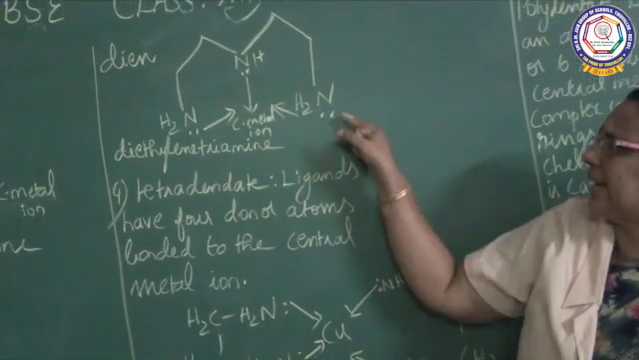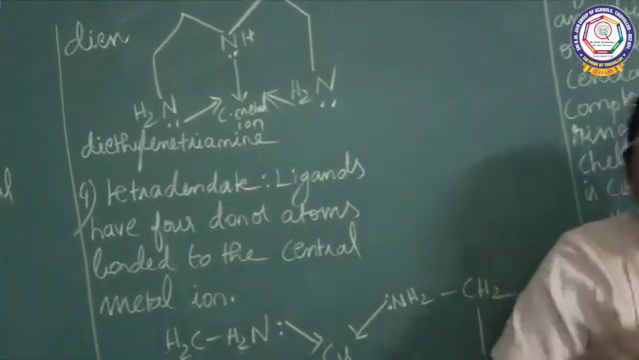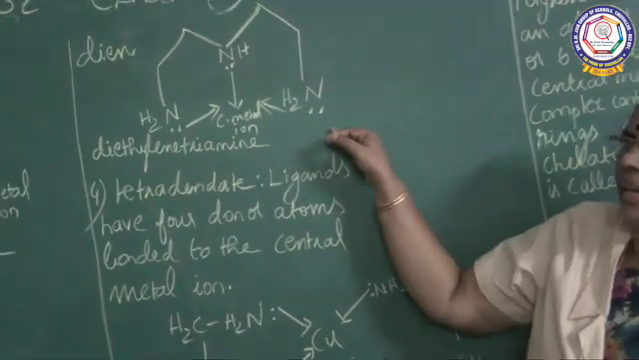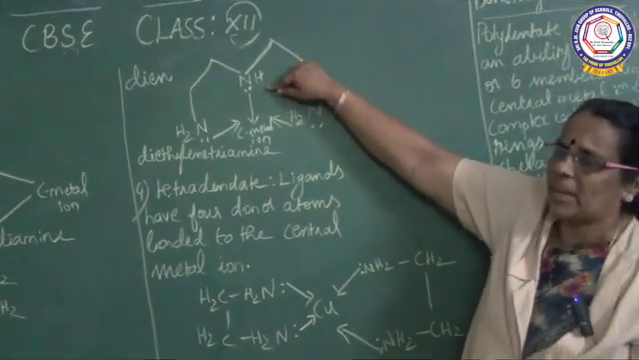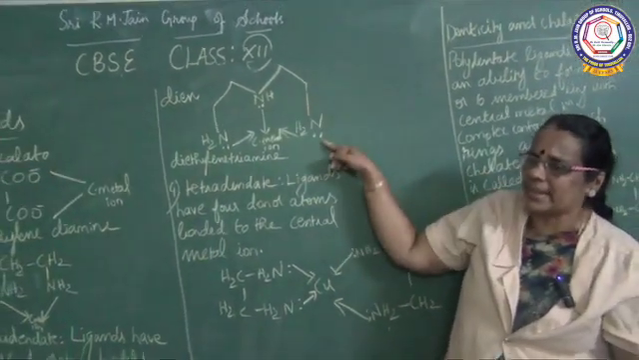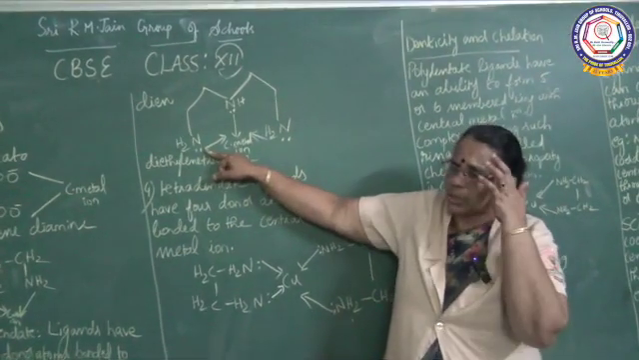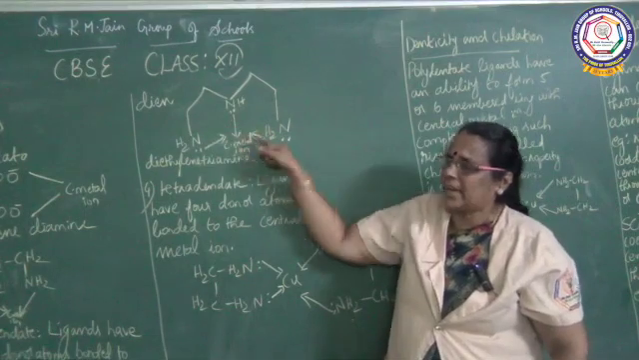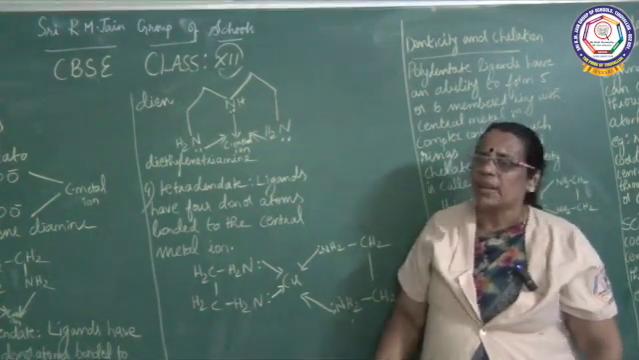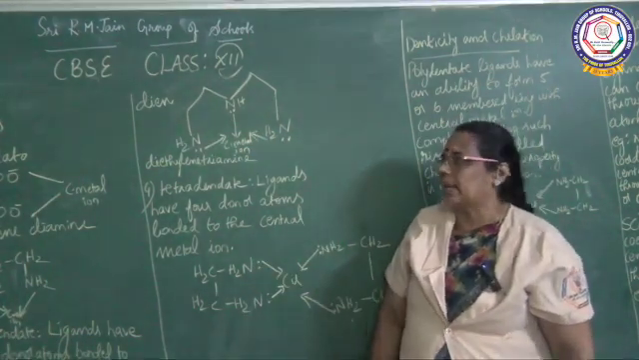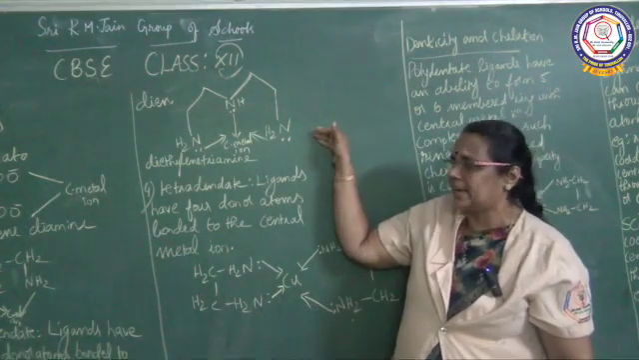So each nitrogen in an amino group donates a pair of electrons to the central metal ion. Here one lone pair of electrons is donated. Here this nitrogen is also donating an electron pair. Again, another nitrogen here is also donating an electron pair. So totally three donor atoms are bonded to a central metal ion, and we can call it a tridentate ligand.